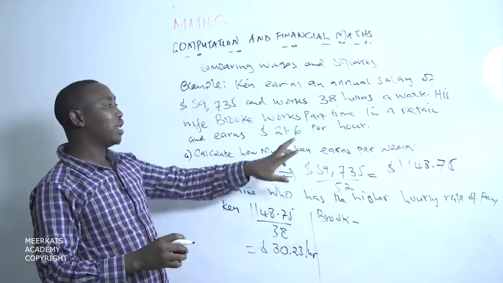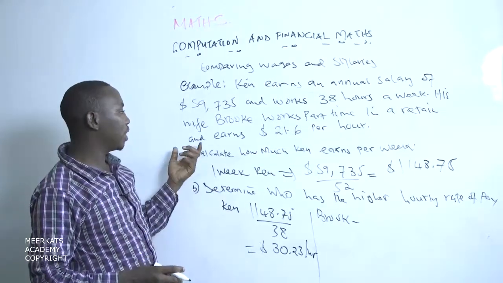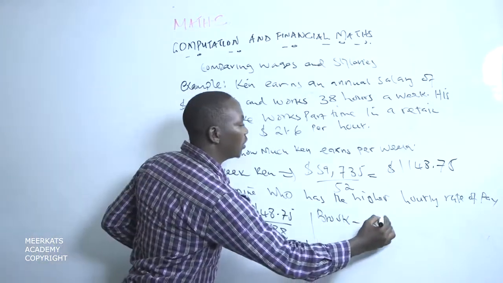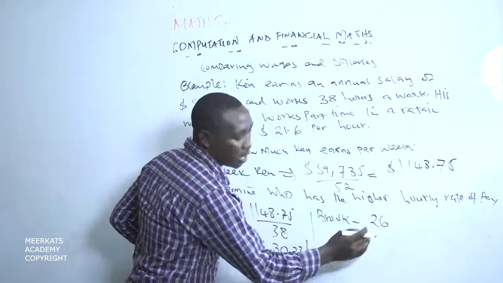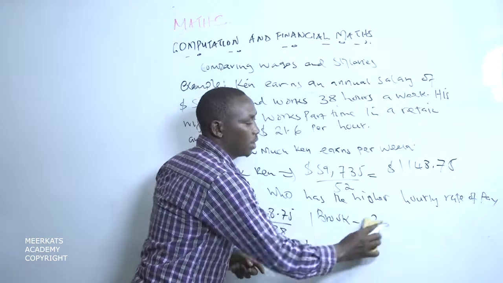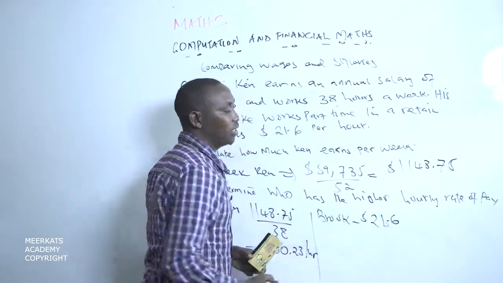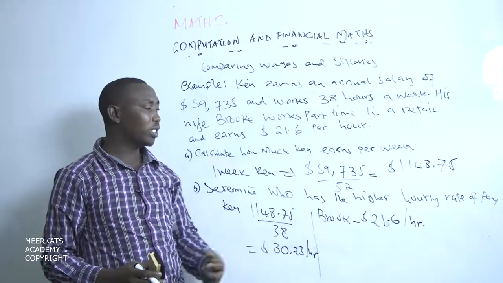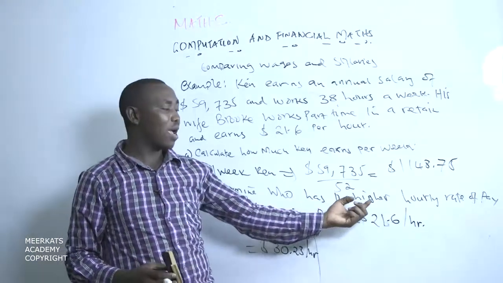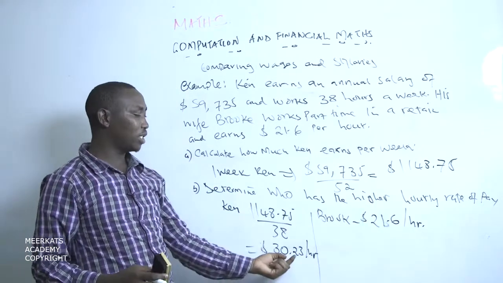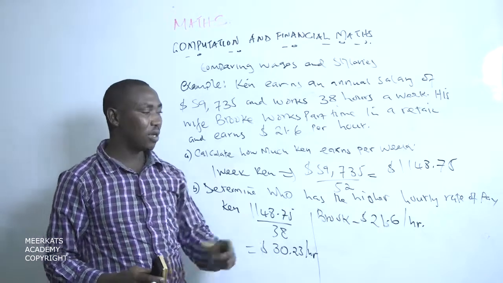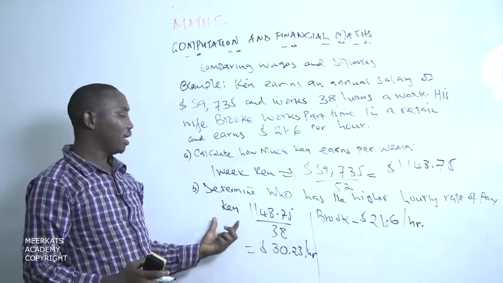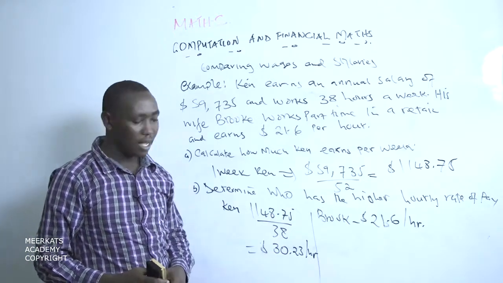For Brooke, we were told that she works at a retail shop and is being given $21.6 US per hour. So between Ken and Brooke, who has a higher hourly rate? Is it Ken with $30.23 per hour, that is US, or Brooke with $21.6 US per hour? Definitely it is Ken who has a higher hourly rate.